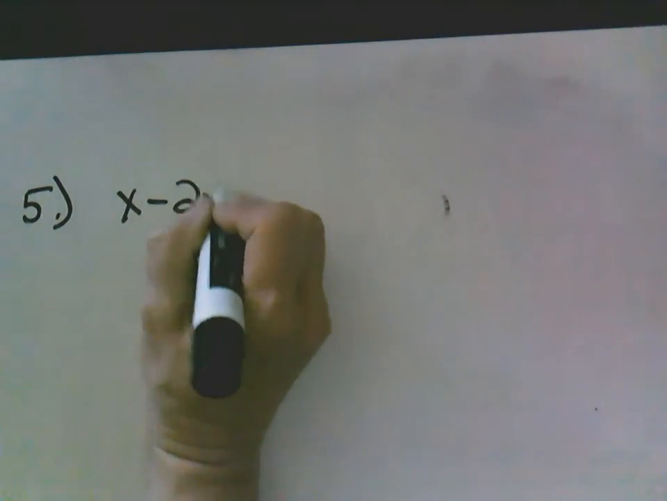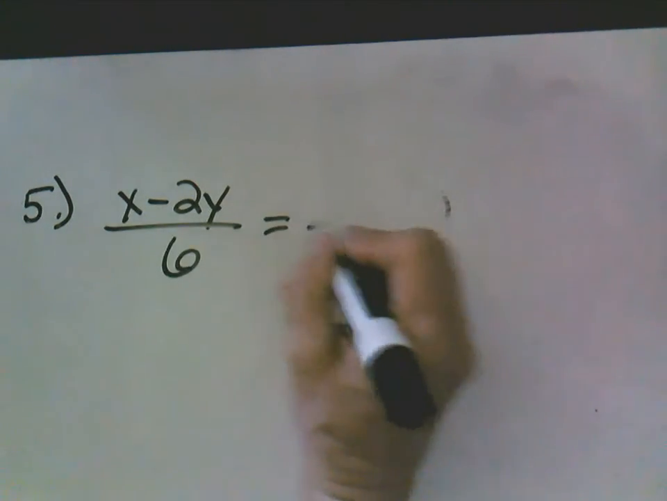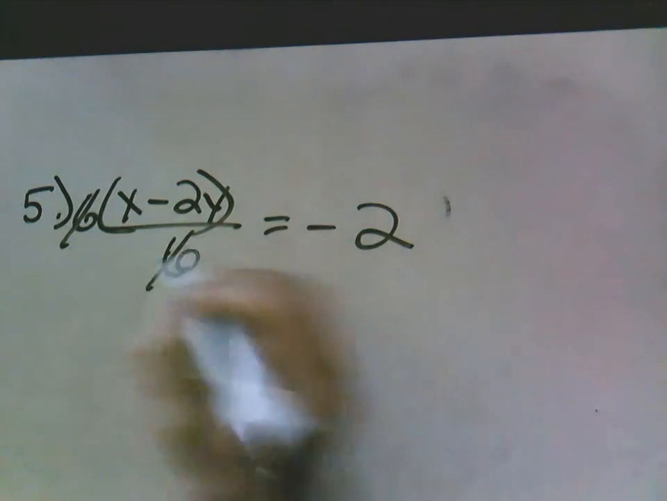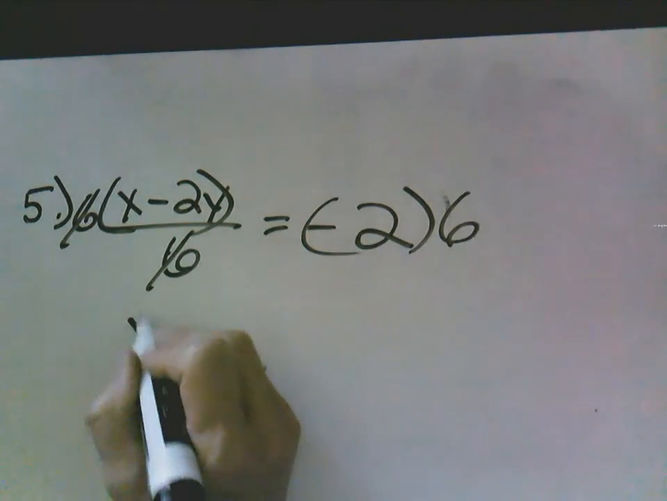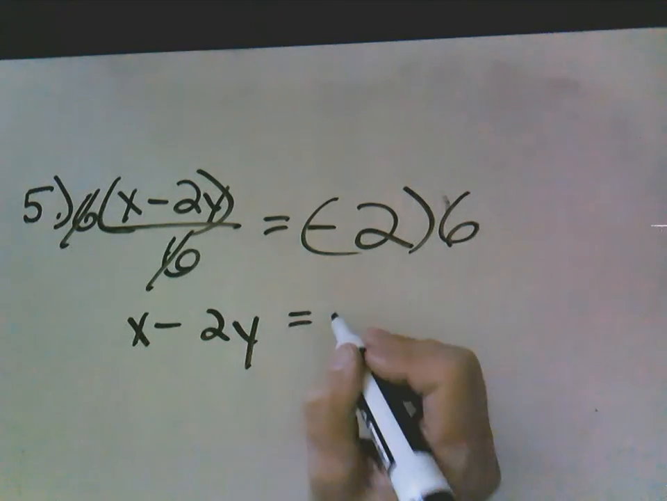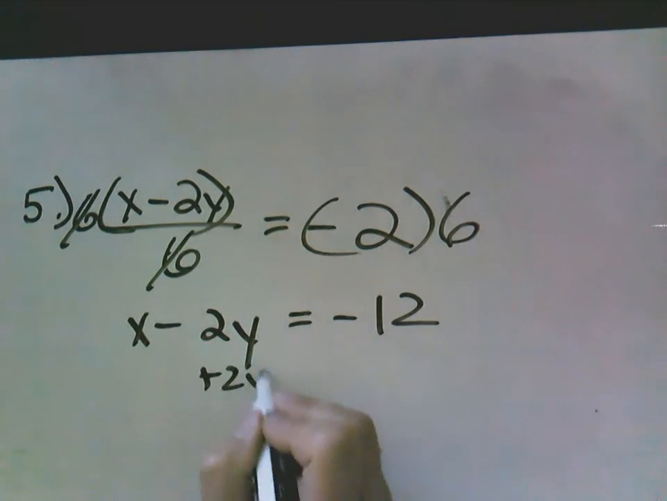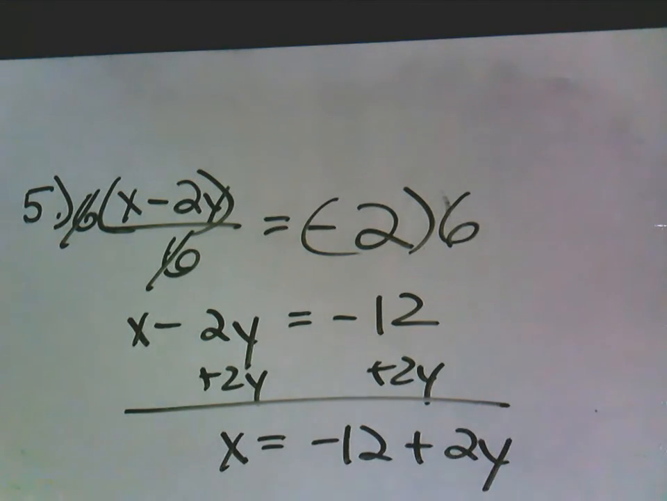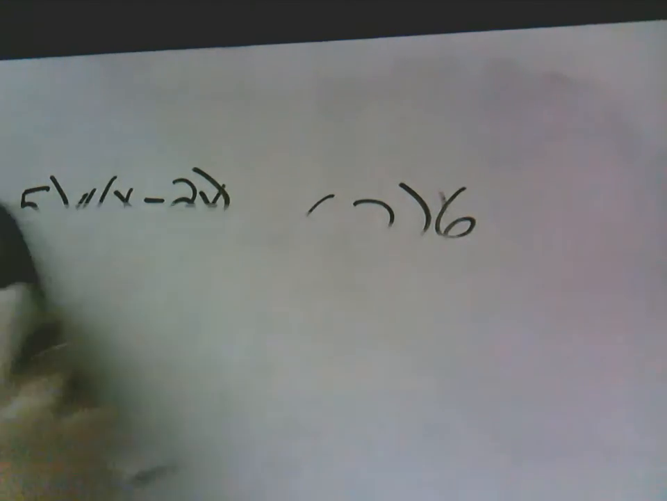Okay, number 5. X minus 2y over 6 equals negative 2. I want to get rid of the 6. I cross them out. Multiply this by 6. I get x minus 2y equals negative 12. Add 2y to both sides. X equals negative 12 plus 2y. Again, you could have 2y minus 12 and same thing.